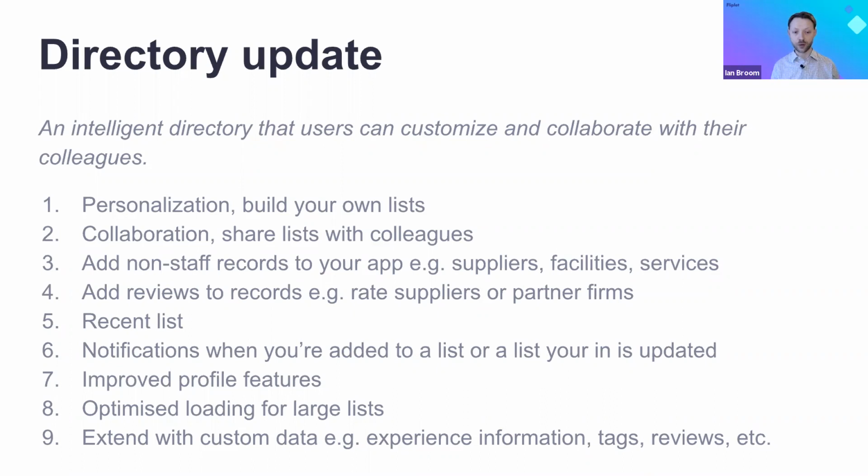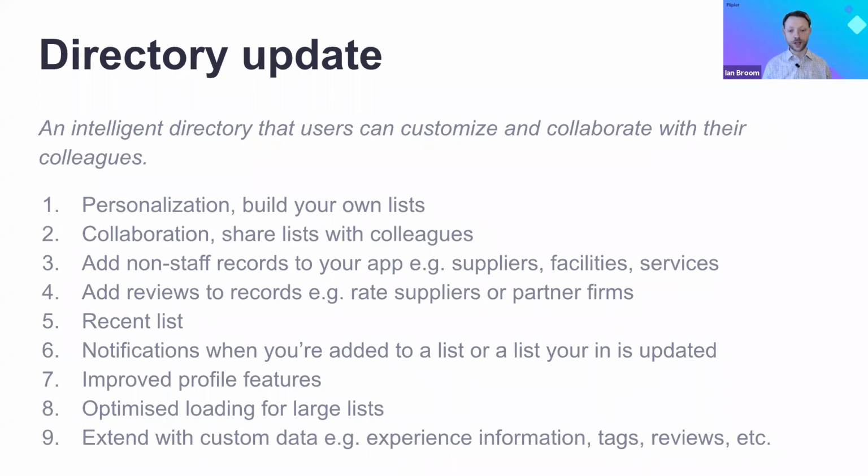You'll also be able to add non-staff records to your app, such as suppliers, facilities, services, etc. In some cases, and it's entirely up to you if you want to enable this feature, you'll be able to add reviews to records, for example, rate suppliers or rate partner firms, which is something we've heard a number of customers ask for. You'll also be able to see a list of recently contacted or accessed contacts. So accessing a contact you recently viewed should be much faster. It's almost like an intelligent favorite list.